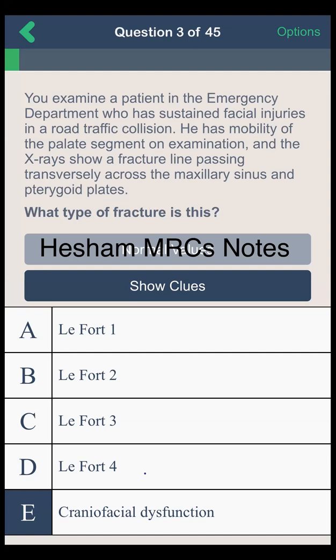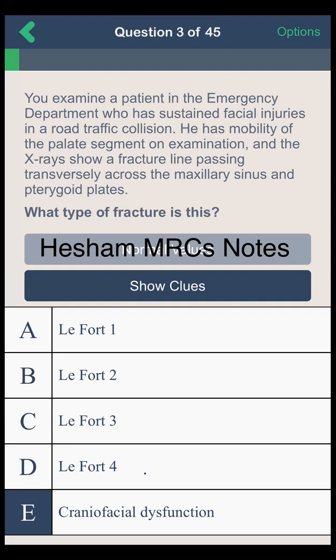You examine a patient in the emergency department who has sustained facial injury in a road traffic collision. He has mobility in the palate segment on examination. And the X-ray shows a fracture line passing transversely along the maxillary sinus and pterygoid plate. Which type of fracture is it? A. Lefort 1, B. Lefort 2, C. Lefort 3, D. Lefort 4, E. Craniofacial Dissociation. Sir, it is a fracture passing through the pterygoid plate.